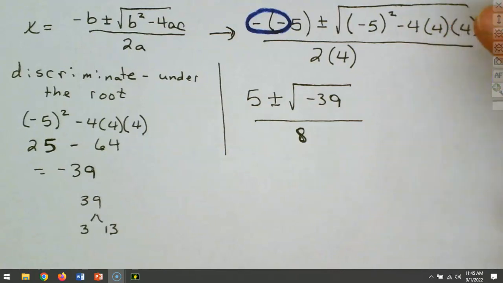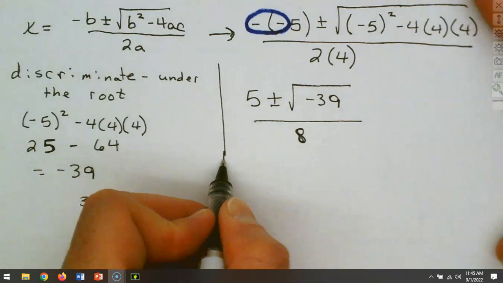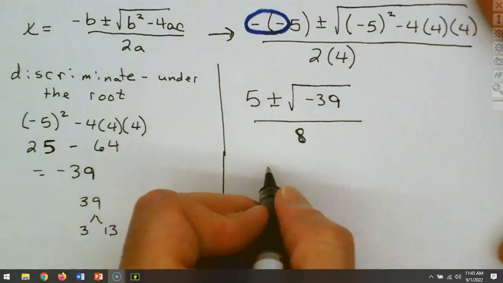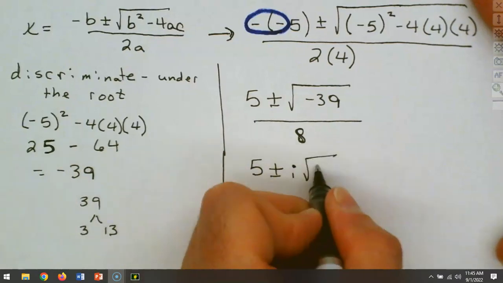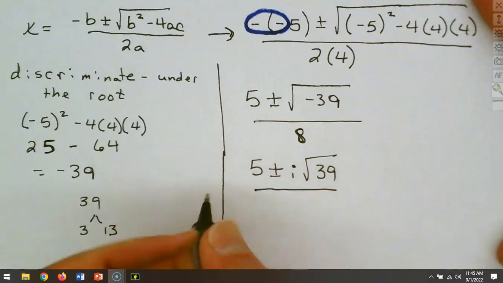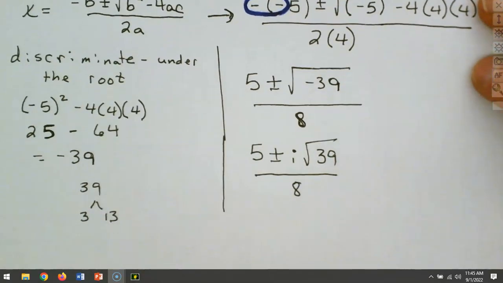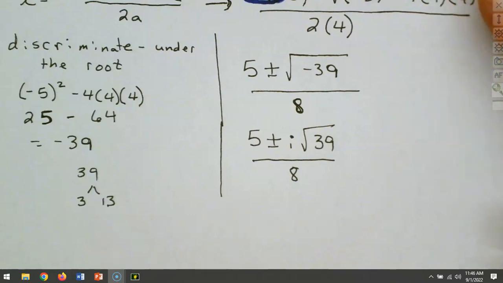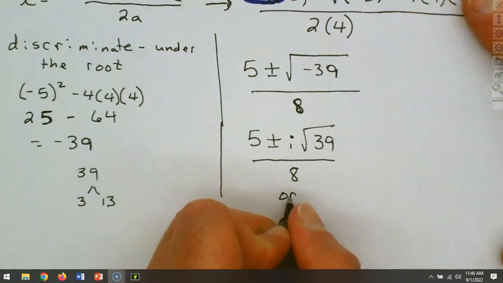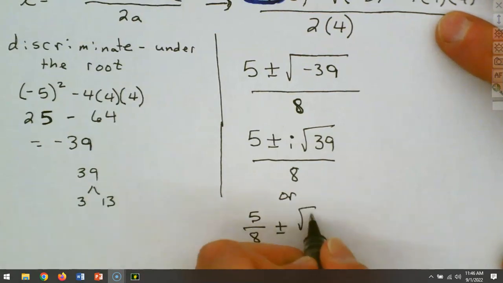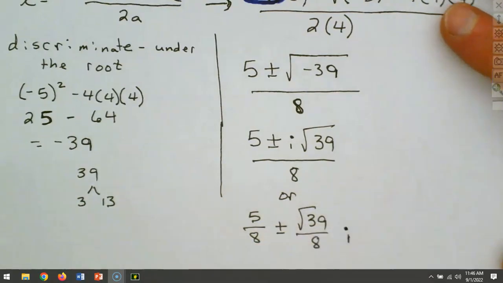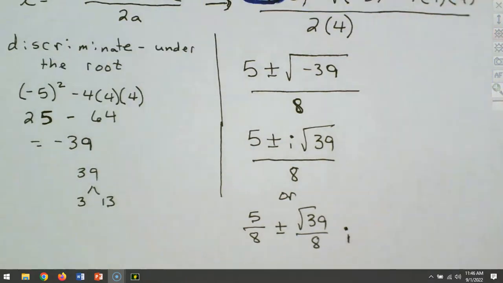Now, what we do need to do, since this is a non-real number, is we need to rewrite it as 5 plus or minus, I'm going to bring that i out, square root of 39 over what? Over 8. And you can leave it like that, and that's the way the textbook sometimes writes it, or you can split it up into 5 over 8 plus or minus the square root of 39 over 8i. Okay, either one is going to be the same, and either one is fine for your answer. So I'll take either one. They're the same.